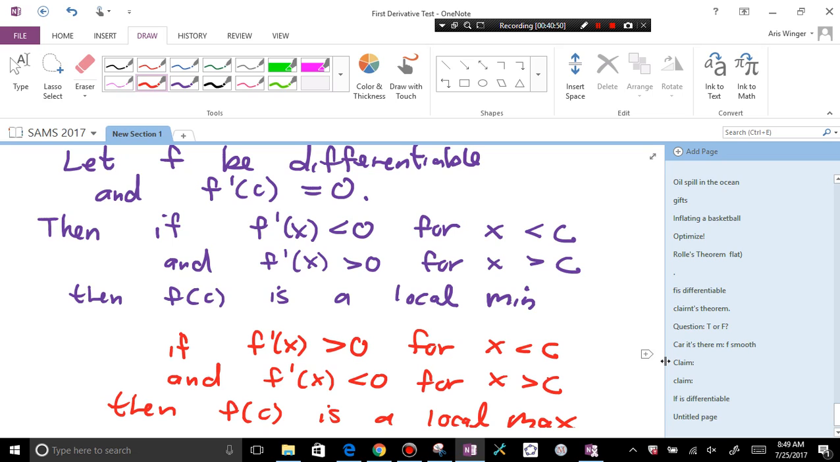So this is the definition of first derivative. Say it again? This is the first derivative test, right? So it's a way of using the first derivative to test whether a particular, what we call these critical numbers, right? So c is called a critical number.